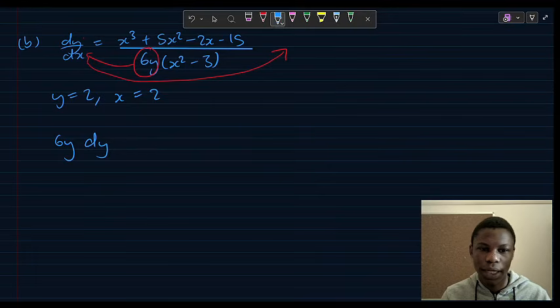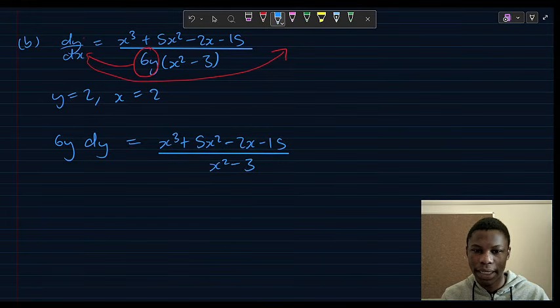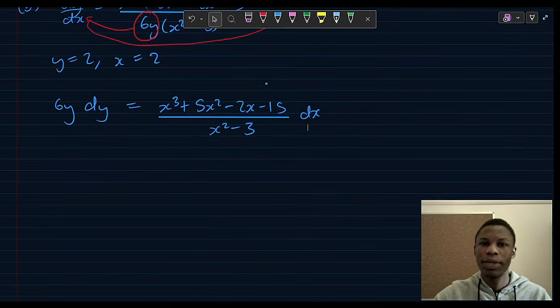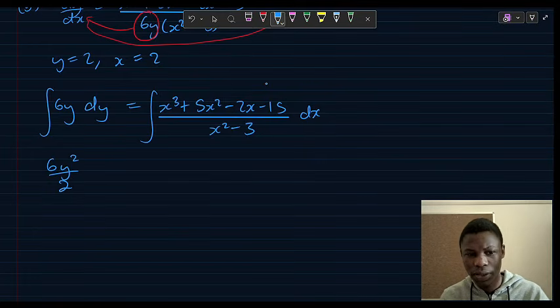So I should have 6y here is equal to, everything else on the right should stay, x cubed plus 5x squared minus 2x minus 15, and this is all over x squared minus 3. And I hope this result here looks familiar. And then the dx moves to the right. That's dx. Once you've separated your variables, you want to integrate both sides. Okay. If we integrate 6y with respect to y, that's going to be 6y, add 1 to the power, that's 2, divide by the new power, that's 2. Let's add our constant of integration.